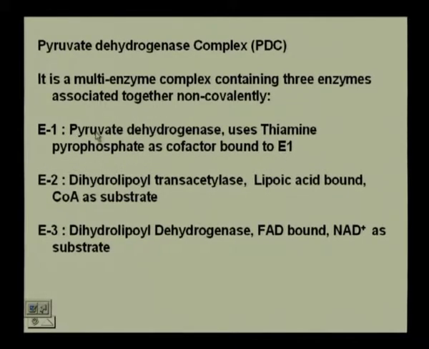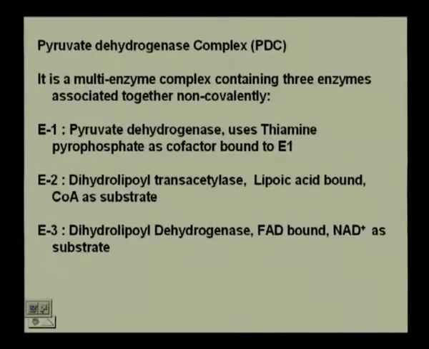Okay? So, E1 is actually pyruvate dehydrogenase that uses TPP as the cofactor. E2 is dihydrolipoyl transacetylase, that is lipoic acid bound and uses coenzyme A as the substrate. So, as soon as we have coenzyme A, we know that we are going to create now acetyl coenzyme A, the acetate coming from the pyruvate. Okay? And in the next one, we have E3 where FAD is the cofactor and NAD plus is the substrate.